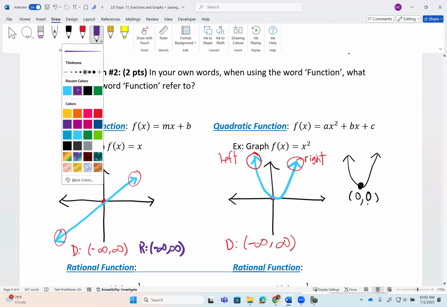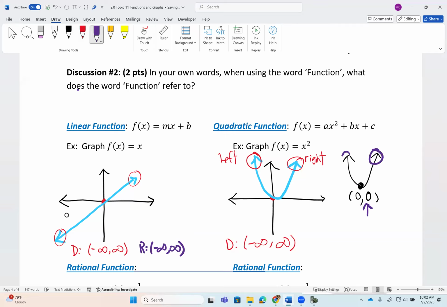So the range is the y value, both arrows pointing up. So when we do the range, right, it's got to be from down to up. So the y value starts at 0. That's the lowest point, right? That's the very bottom y value. Keep on going up to positive infinity.